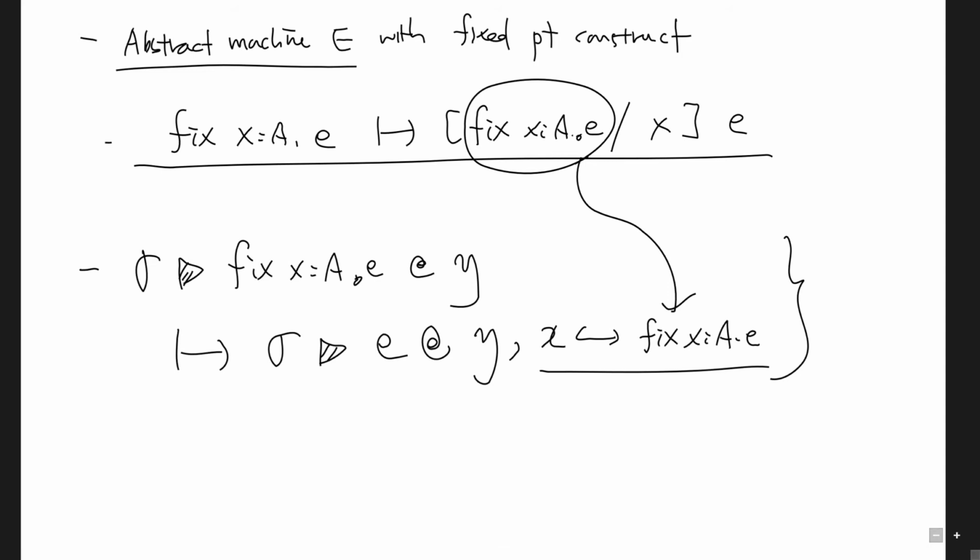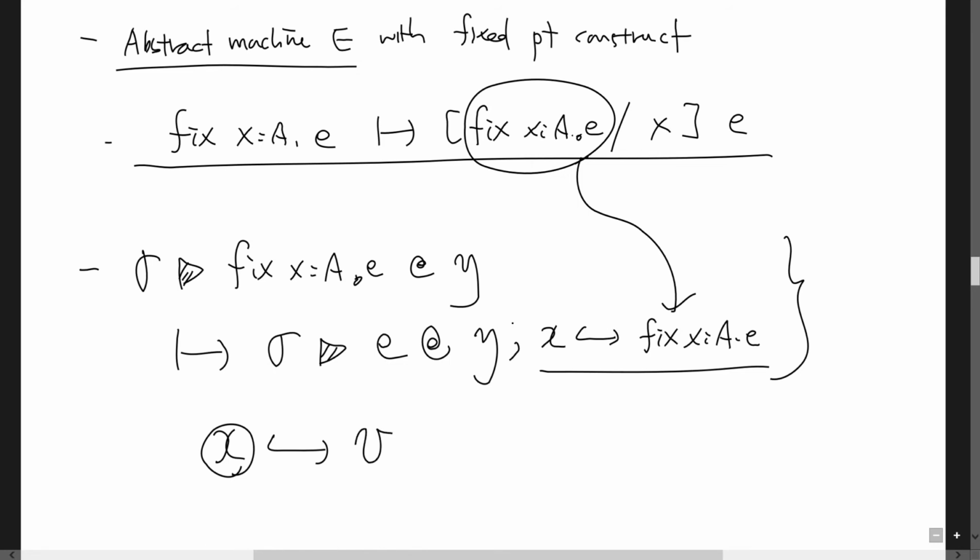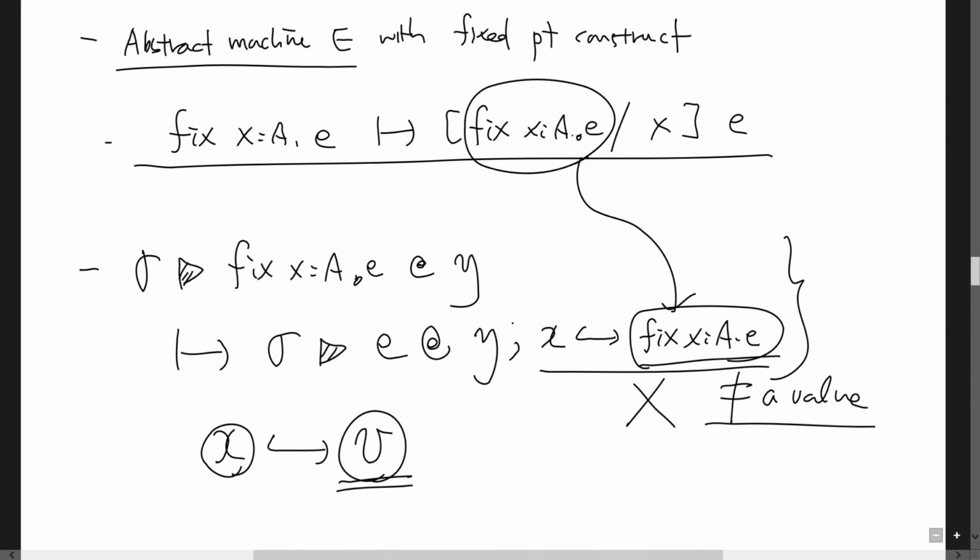The problem is, an environment contains mappings from variables to values. So the right side of this whole arrow should be a value, but this fixed point construct is not a value in general. So we can't use this mapping for the simple reason that this fixed point construct is not a value. Whereas the environment consists of mappings of this form, variables mapped to values. But this is not a value, so we can't use this state transition rule.